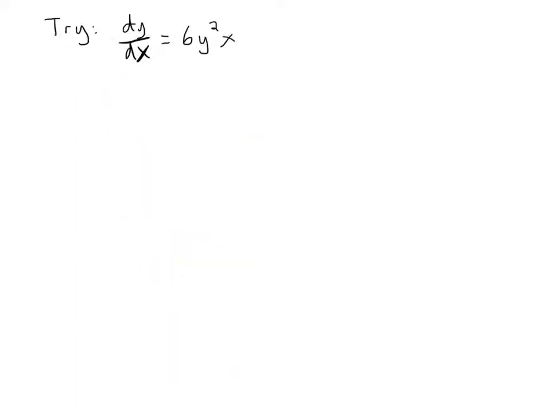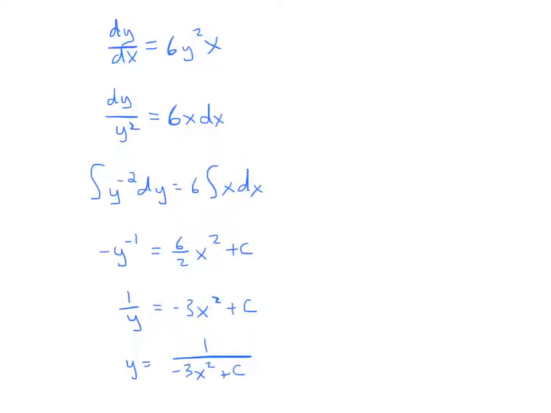Alright, so go ahead and try this one. We have dy/dx equals 6y squared x. You don't have to figure out what c is, but you do have to solve the equation to get y by itself. So go ahead and pause the video here, and when you're ready, restart the video, and we'll look at the solution together. Alright, so here we can see we separate the variables.